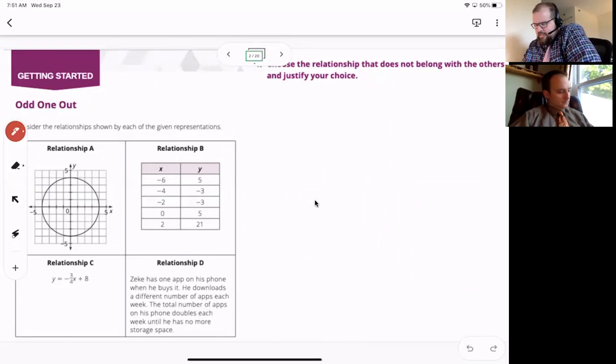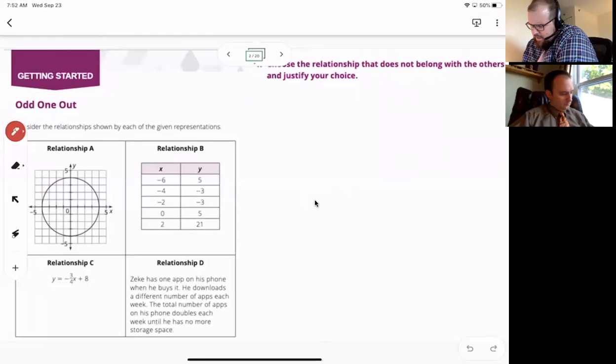Ooh, which one of these does not belong with the others? That's kind of cool. But they're all different. There's a graph, there's a table, there's an equation, and there are words. It's true. So what do I do? I think we might have to see how they're connected with each other. I can do a really surface level one and say that relationships A, B, and C, I can see the numbers all really clearly there. But I don't think that's what we're looking for.